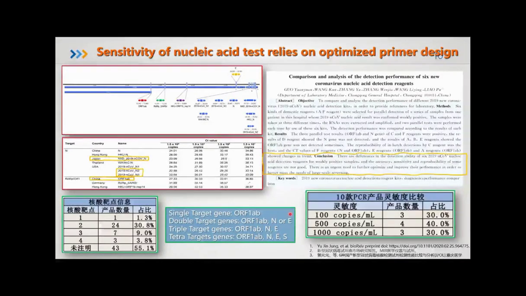Why is that? Firstly, the amplification systems are different. Most of the products amplify 2 targets on its RNA genome, which are ORF1ab and E or N genes. But the triple target genes detection kit, or even 4 target gene detection kits also have their market share, probably because they present better specificity and sensitivity.